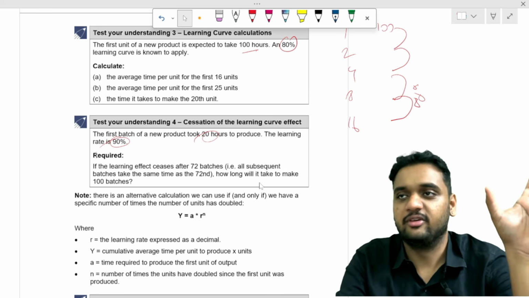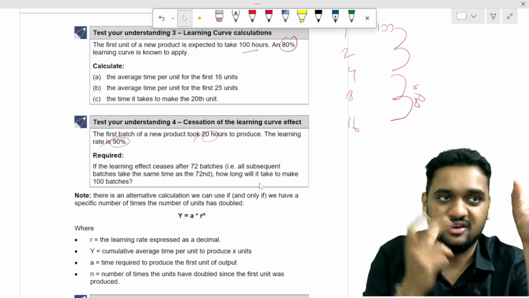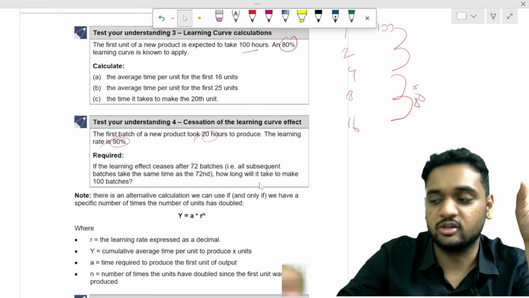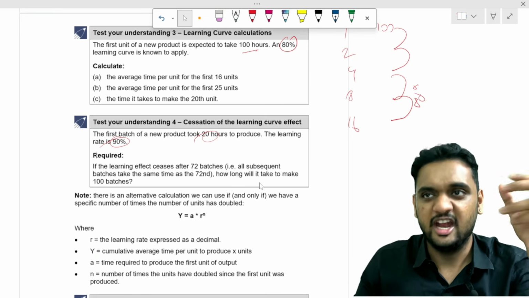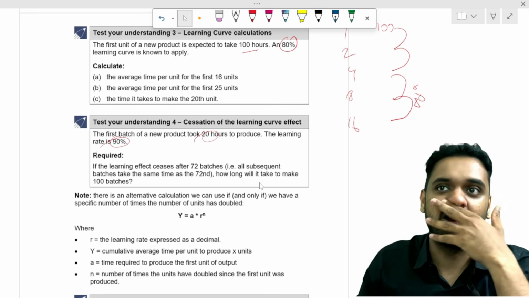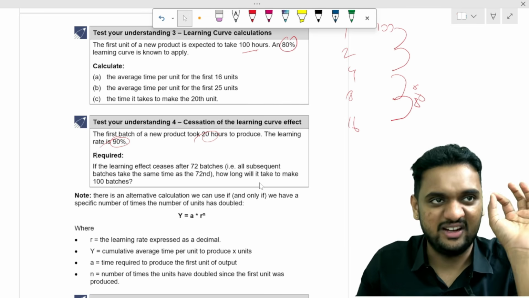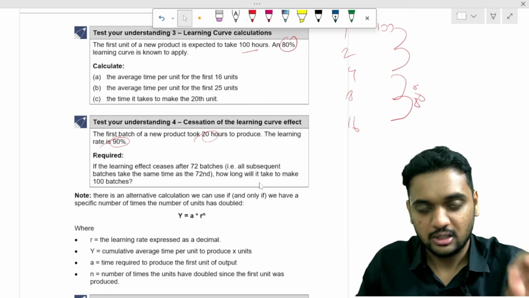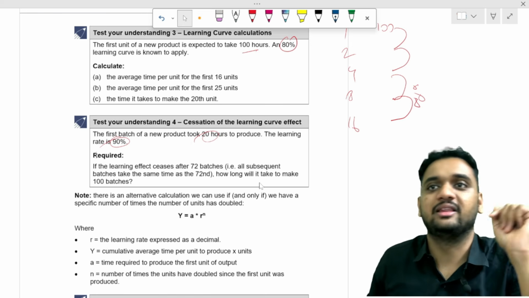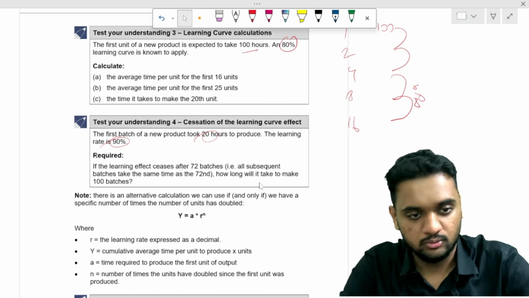So earlier we found out the 72 units time. Now find out the 72nd batch time. Then find out the time for the next 28 units. How will you find it? Multiply by 28. There is no formula, learning has stopped. Whatever time the 72nd batch took, multiply that time by 28 and you get the answer. I told you the logic, now try to do it.